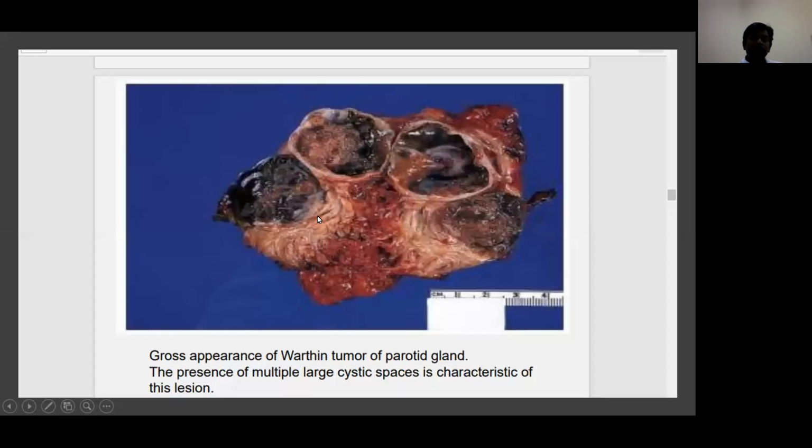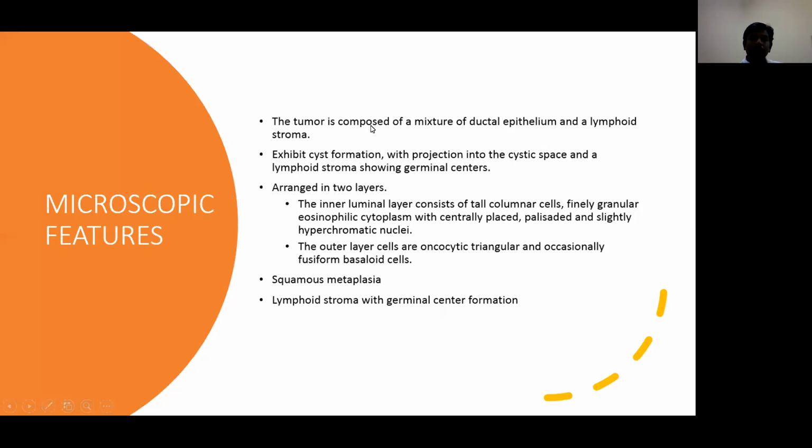So this is the gross picture where you can see these cystic areas, along with this kind of gray-white surrounding stroma, and the cystic wall can be a little shaggy. The tumor is basically composed of ductal epithelium as well as a lymphoid stroma. They exhibit cyst formation with projection into the cystic spaces, and a lymphoid stroma showing the germinal center.